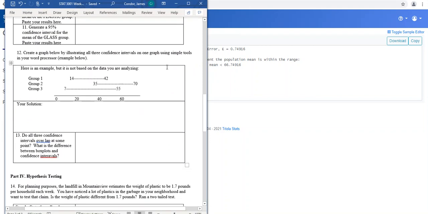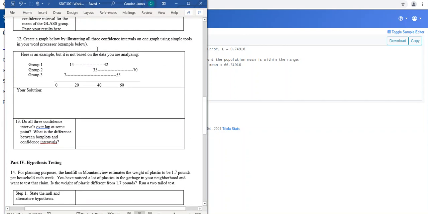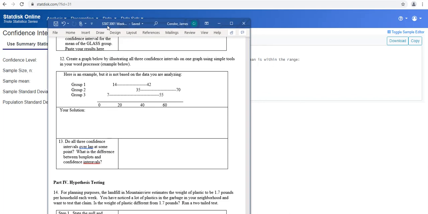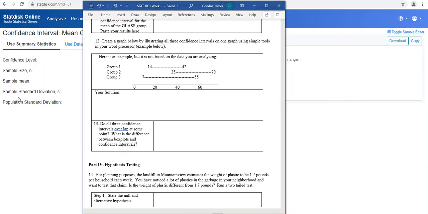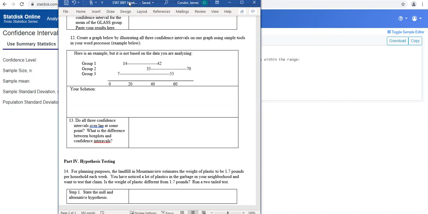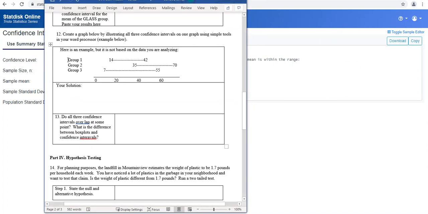Now, this part here, it says create a graph by illustrating 3 confidence intervals on one graph. Now, we just did the box plots, so this is not the same thing. I can't go in and put confidence intervals just like I'm showing here. So you're going to have to type that in. And all I did was type in group 1, space over to the lower number, and put a bunch of dashes and then the upper number.